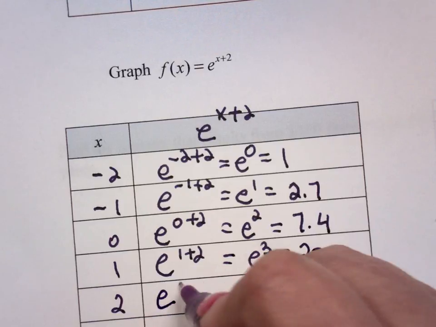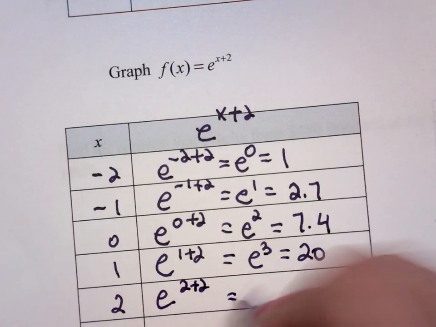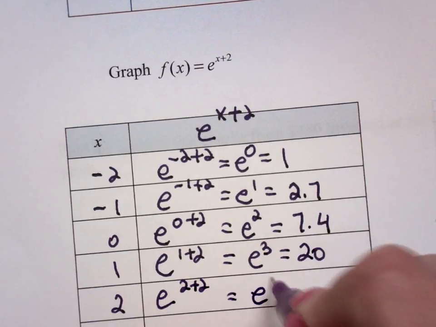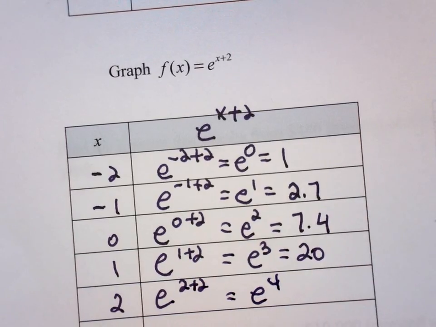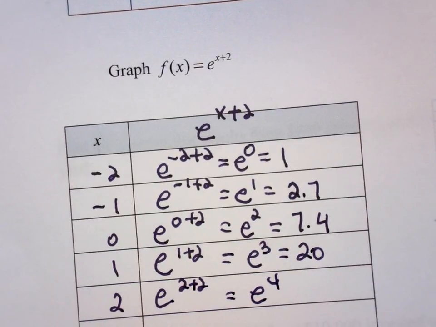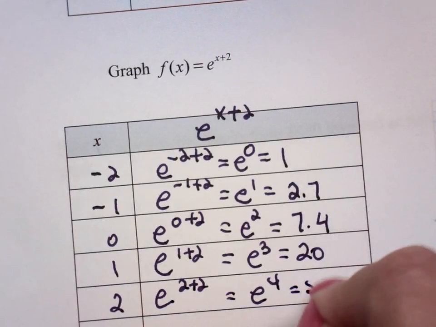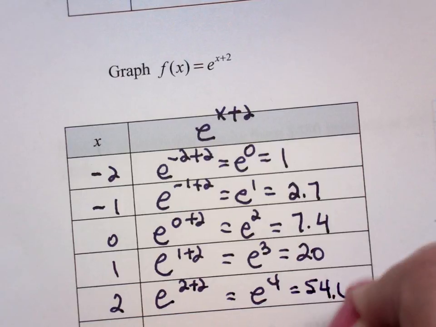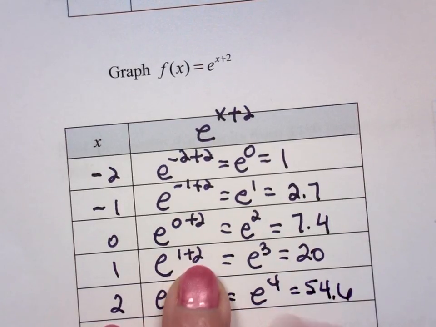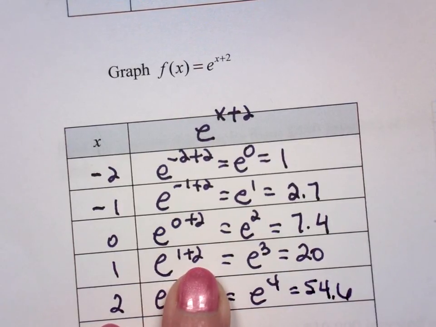And e to the 2 plus 2, I'm already over my limit here, e to the 4, and e to the 4 is about 54.6. That's already well off my graph paper. I'm going to be able to go to 7.4, that's about it, and then it's going to take off on me.